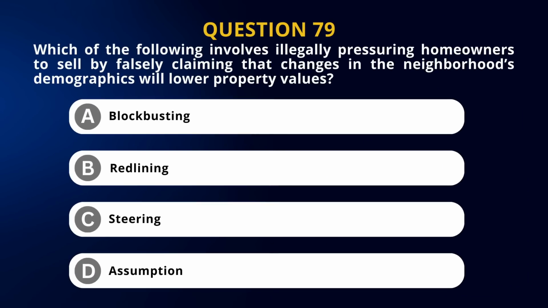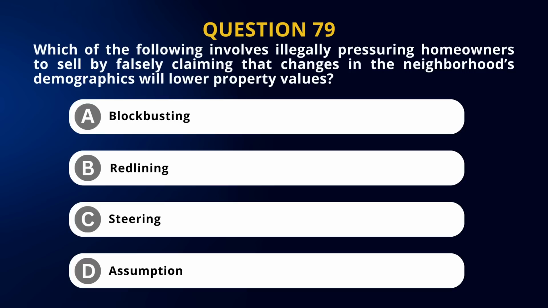Question number 79. Which of the following involves illegally pressuring homeowners to sell by falsely claiming that changes in the neighborhood's demographics will lower property values? Letter A, blockbusting. Letter B, redlining. Letter C, steering.